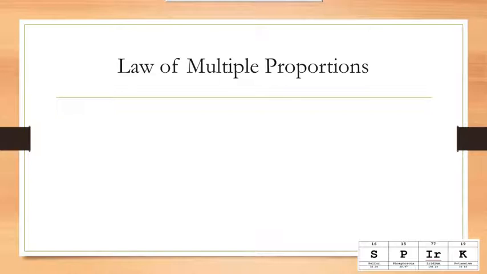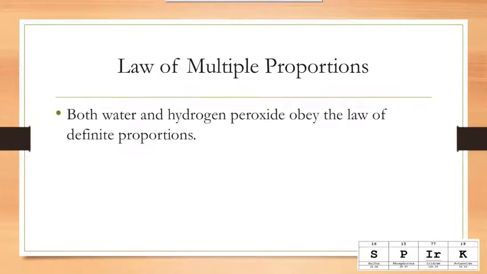Another example is water and hydrogen peroxide, so that's H2O and H2O2. And H2O2, it would kill you if you drank it, and it also bleaches dyes, whereas water, composed of the same elements but a different ratio, we need water to live. We need that to survive. Both of them, water and hydrogen peroxide, they obey the law of definite proportions.